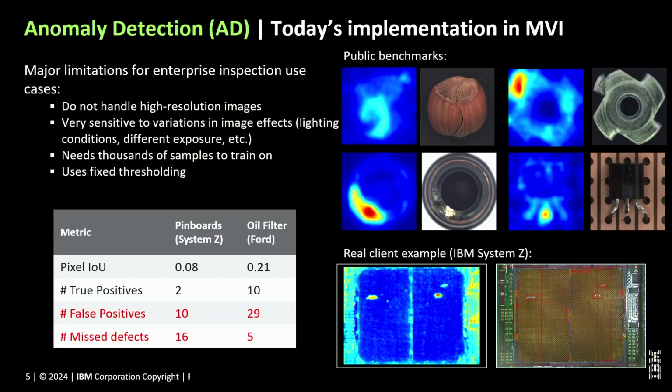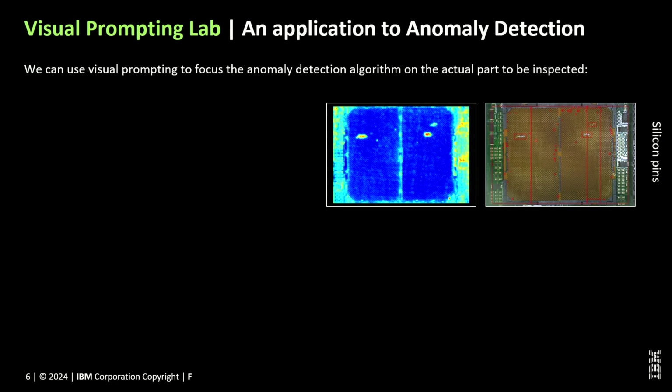And actually, sadly, on the silicone pins that I was showing before, the current model that IBM has in Maximo will just generate huge bounding boxes, a lot of these big areas that are actually false positives. And if you're lucky, you might get some of these defects, if the defects are big enough, right? So what we're trying to do is actually something else.